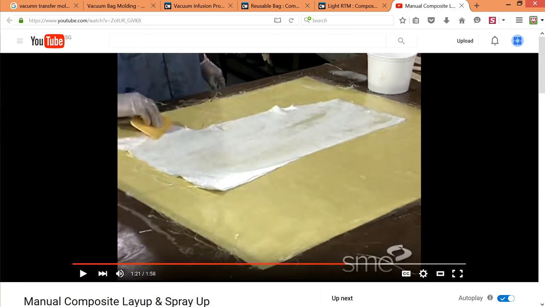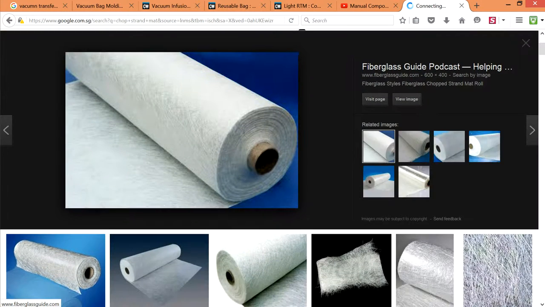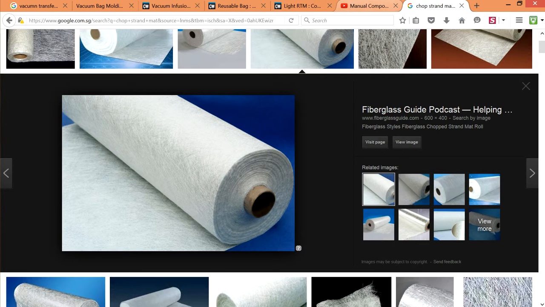So the cloth or mat, M-A-T, is a chopped strand mat, if you still remember. So this is trying to say in terms of that. It's in terms of this form, if you just take a look. It's in terms of the mat, as it says.